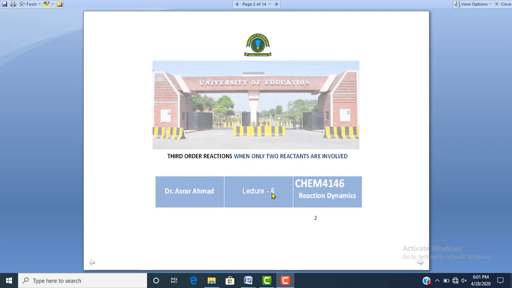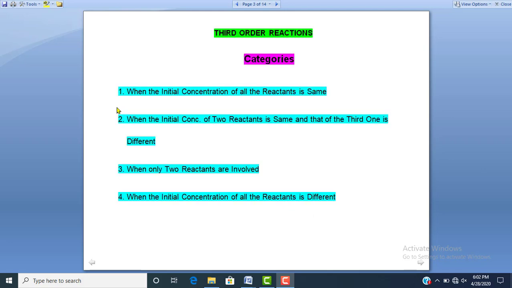This lecture is related with the topic third order reactions when only two reactants are involved. This lecture belongs to CHEM 4146 and the course title is Reaction Dynamics.